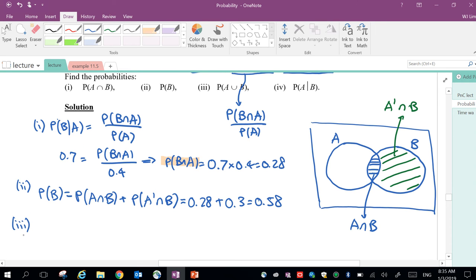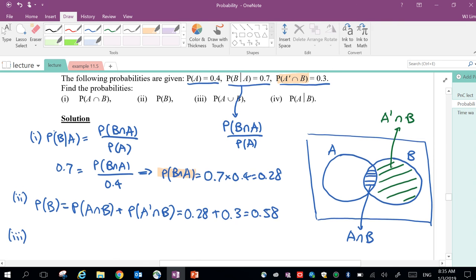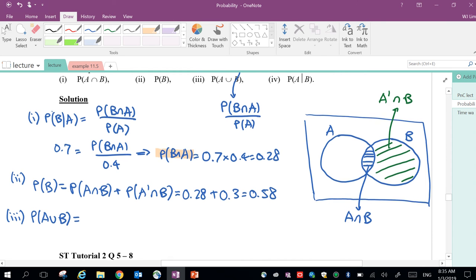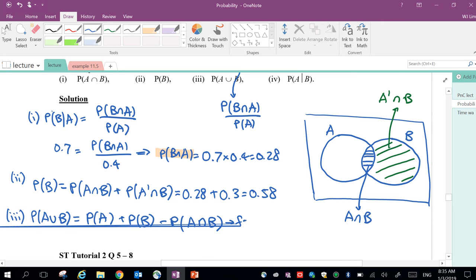Part 3. They want you to find what? A union B. This A union B, I forgot something. I haven't gone through section 4, right? This A union B is actually section 4, so please take note of this formula first. I'll go back to section 4 in a while. A union B is probability A plus probability B minus probability A intersect B. Later on, we can investigate why, but just take down this formula.